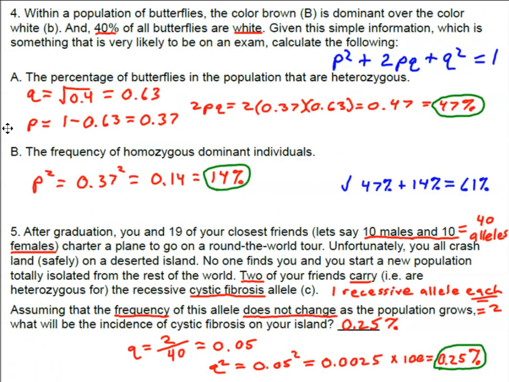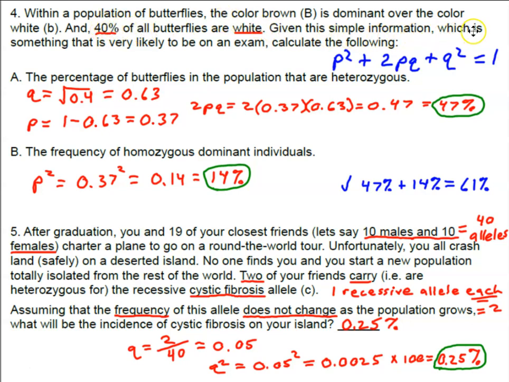All right, we've got questions 4 and 5 on the same slide. We'll take them one at a time, of course. So within a population of butterflies, the color brown is dominant over the color white. 40% of the butterflies are white. So in other words, 40% of the butterflies are the recessive phenotype, right? That's the same as the homozygous recessive genotype.